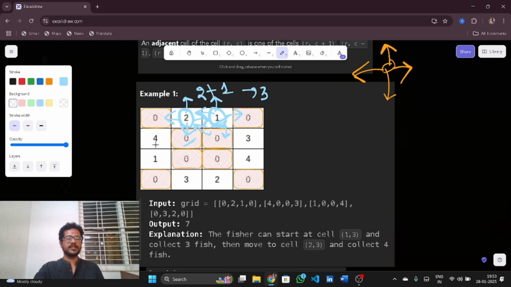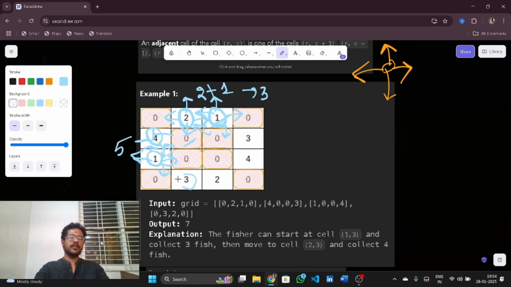Now here if I start with 4, and then I go left, top, and right, 3 of them are out of bounds or land cells, so I'll go here. Then I will get 1. Now I will see to the left, it is out of bounds, and top is already visited, then right is a land cell, and bottom is also a land cell. If I backtrack, I have no cell left to be visited. So here 4 plus 1 will be 5.